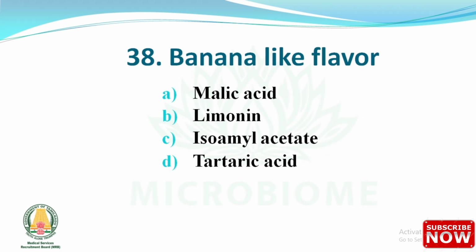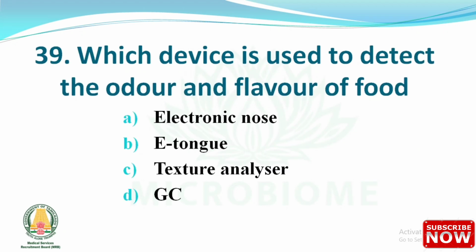And next, banana-like flavor. The options, malic acid, limonin, isoamyl acetate, tartaric acid. The right answer, option C, isoamyl acetate. And next, which device is used to detect the odor and flavor of food? The options, electronic nose, e-tongue, texture analyzer, GC. The right answer, option A, electronic nose.